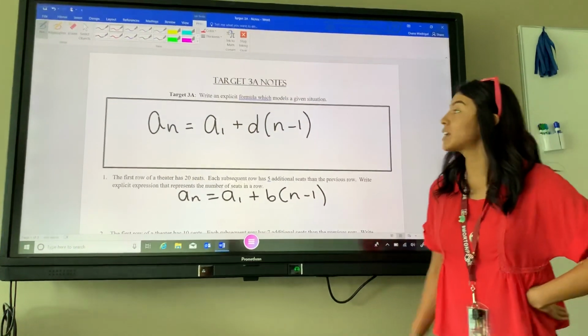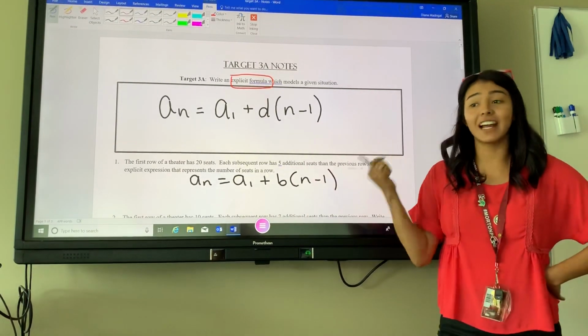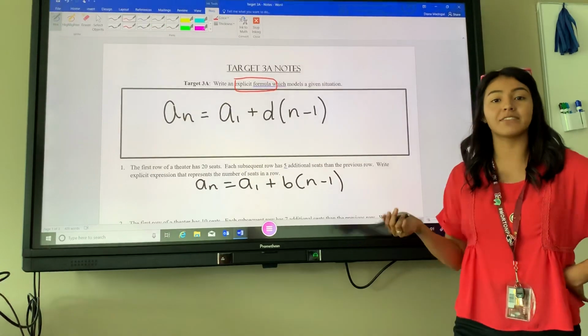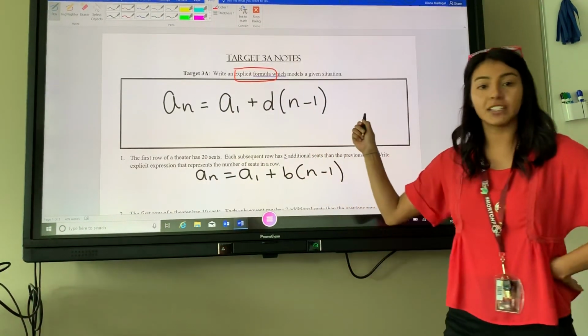So today we're going to be learning about the explicit formula. The best thing you should do is take out highlighters, colored pencils, whatever you need, because we're going to have to read and identify each term. Alright, the explicit formula is this formula given to you.